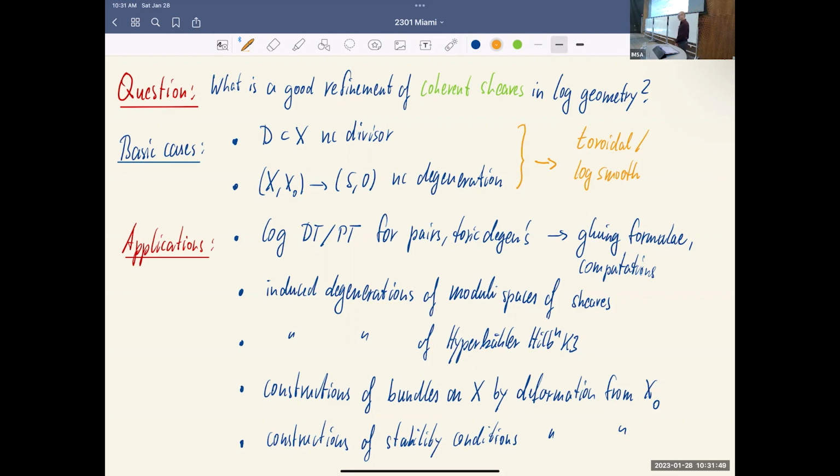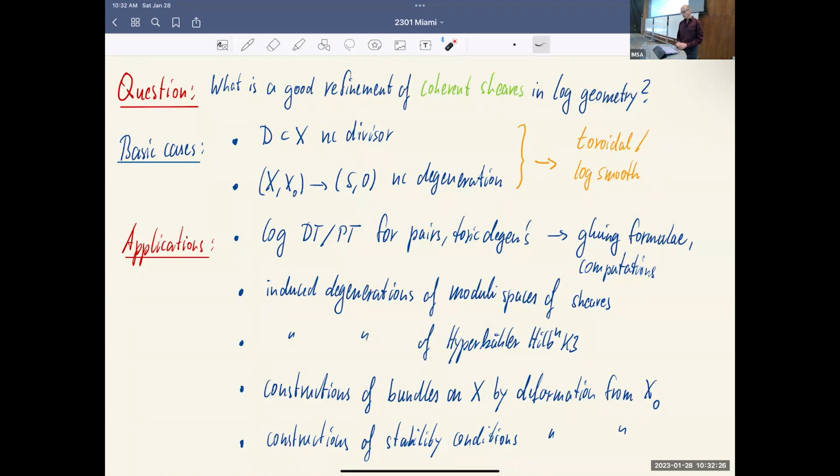Log geometry gives you a technique to deal with relative situations, relative divisors. These are the two basic cases. Say you have a normal crossings divisor, and log geometry gives you a robust technique to work with these things. And then if you have a normal crossing degeneration, that's of course a special case of the first case, but then you can also look at just the central fiber with a log structure and see a lot of things for the family. And more generally, you talk about toroidal or log-smooth cases.